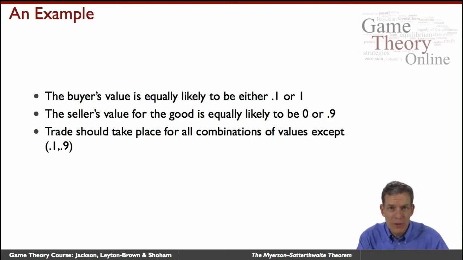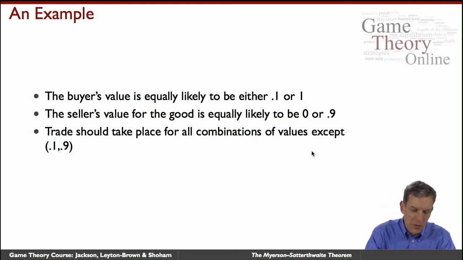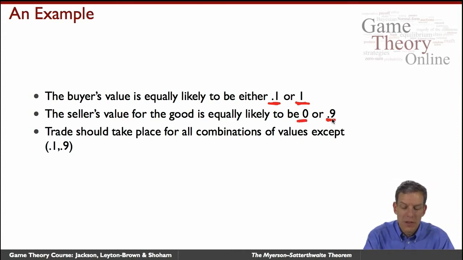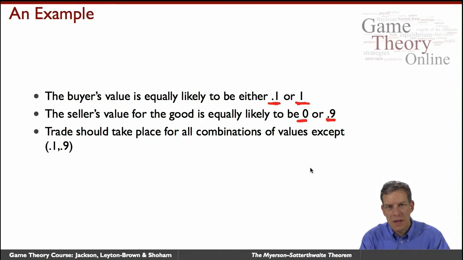Okay, let's do a very simple example, which will be useful in illustrating and actually proving the main theorem here. So let's think of a situation where the buyer's value can either be very low, 0.1, or high at 1. And the seller can either think that this thing's worthless, a value of 0, or they're really attached to it at 0.9. Okay? So we've got these two values for the buyer and two values for the seller. And what's true is if we look at different combinations they could have, basically in all cases except one, the buyer's value is higher than the seller's value.